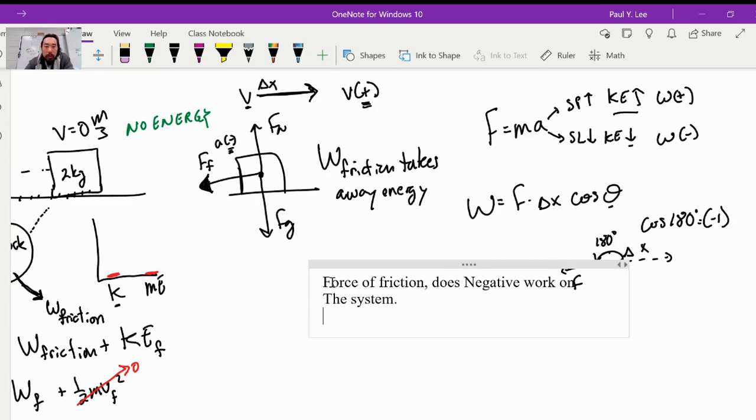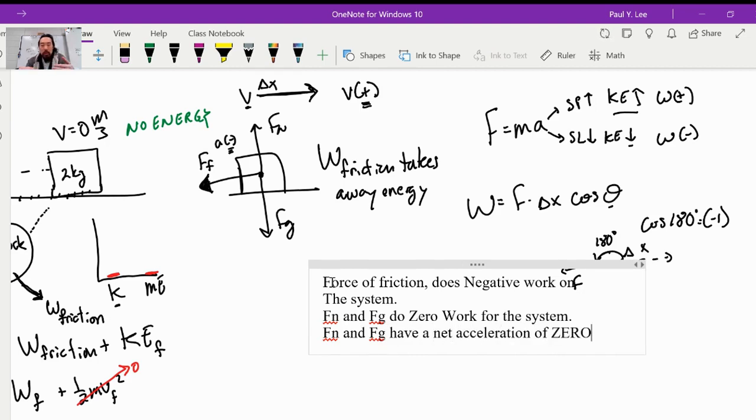Okay, but more importantly, let's take a look at F_N and F_g. F_N and F_g do 0 work for the system, meaning that F_N isn't adding energy to the system, and F_g is not adding energy to the system, primarily because, here's a big distinction, F_N and F_g have a net acceleration of 0. So if you're not accelerating, you're not speeding up, you're not slowing down, therefore you don't have a change of energy.